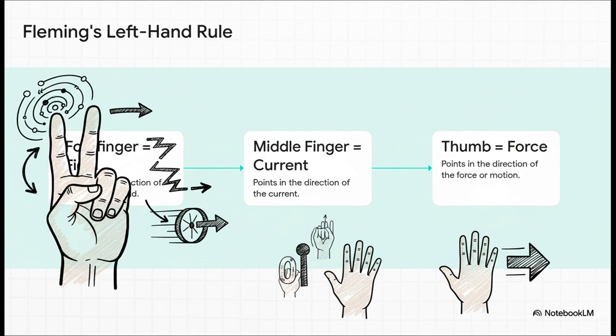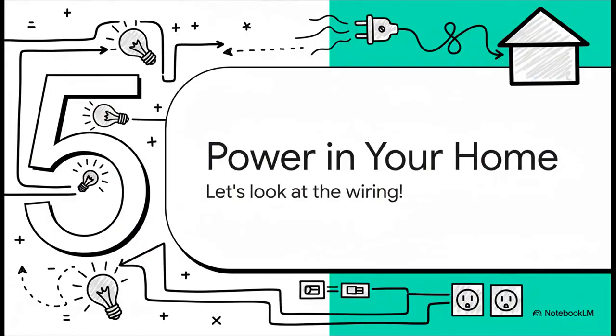Here's an easy way to remember it. Your thumb is the force. Think father. Your forefinger is the field. Think mother. And your middle finger is the current. Think child. Father, mother, child. So, just to be clear, right hand for the field direction, left hand for the force direction. Don't mix them up.